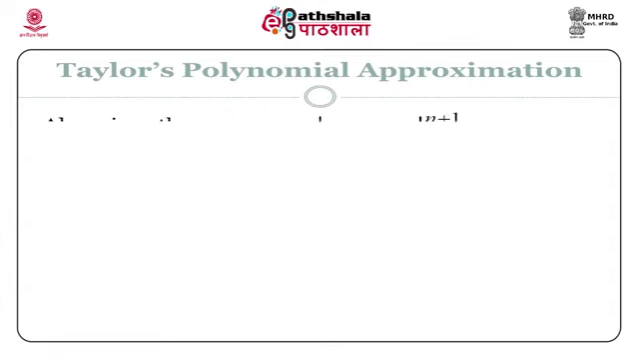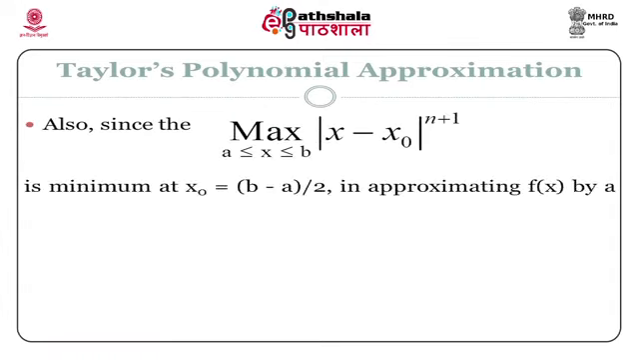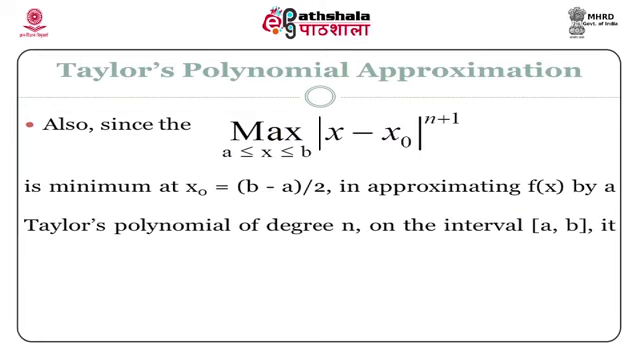Also, since the maximum value of |x minus x_0| over the interval [a, b] will be minimum at x_0 equal to (b minus a) by 2, in approximating f(x) by Taylor's polynomial of degree n on the interval [a, b], it is preferable to use x_0 as (b minus a) by 2.